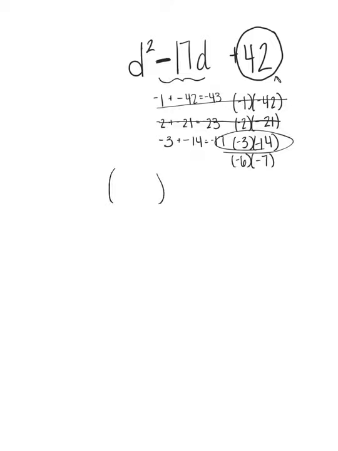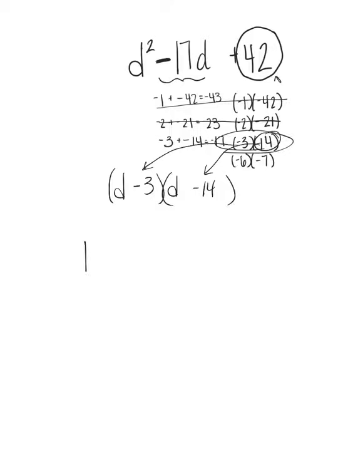Okay, so remember, I'm going to lay these out, put a D in the front, and these are both negative. So negative 3 is going to come here, and negative 14 is going to go right here. And you have just factored a negative positive trinomial, where your b is negative and your c term is positive.